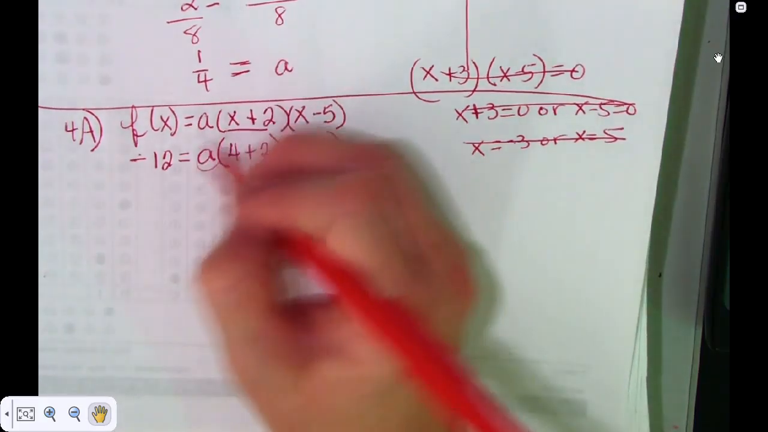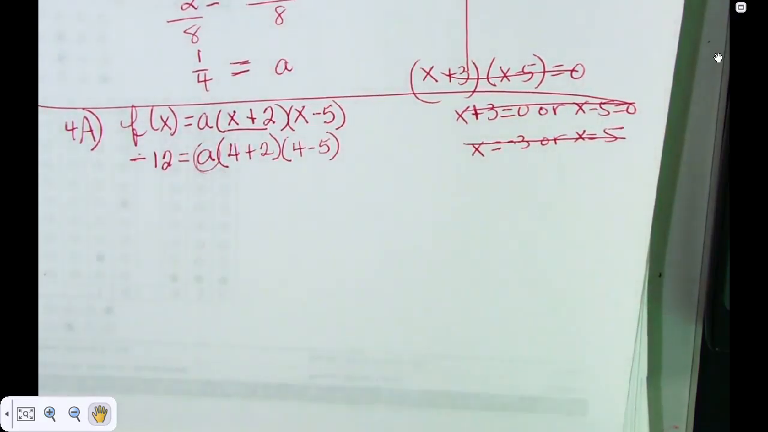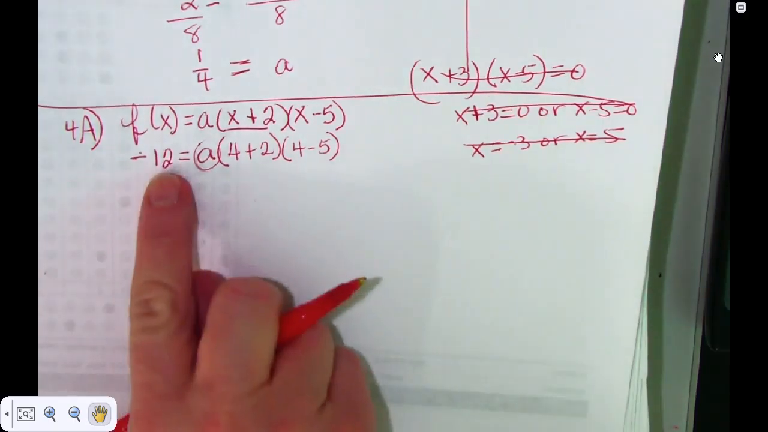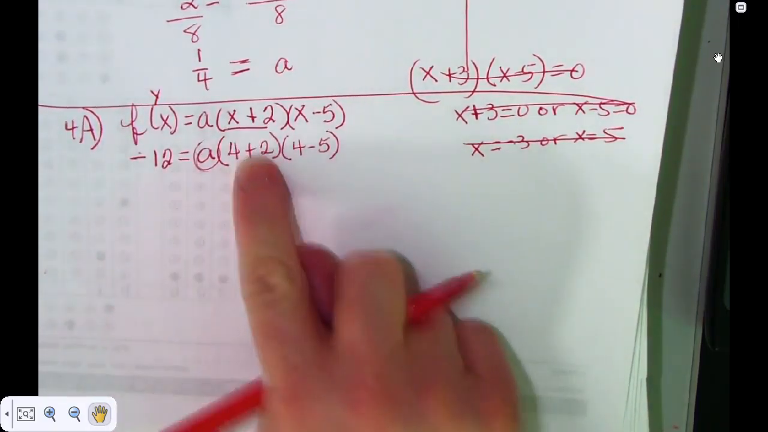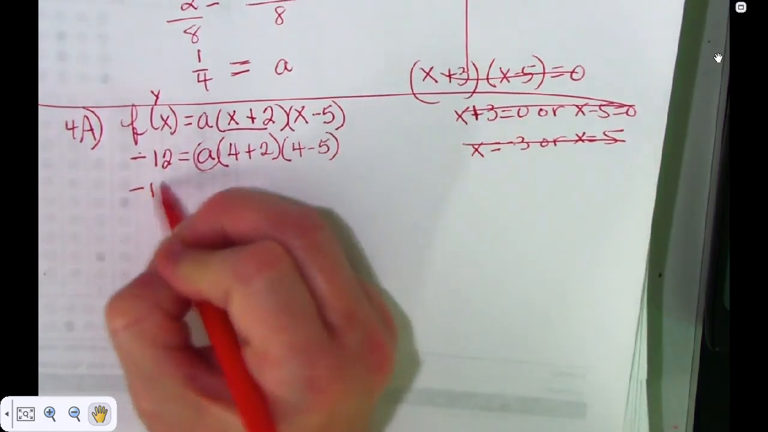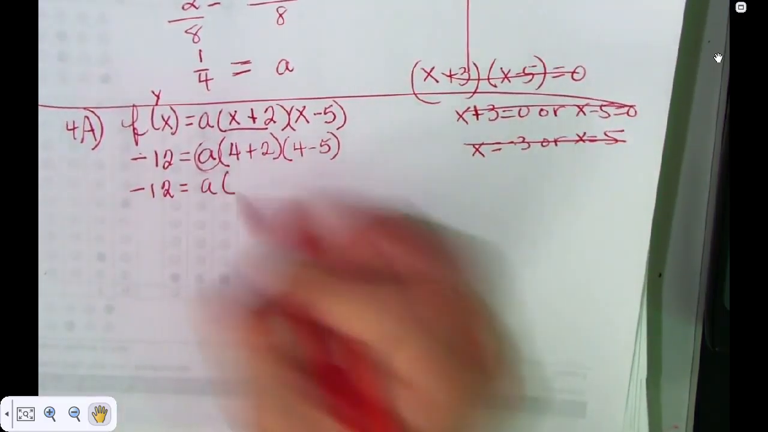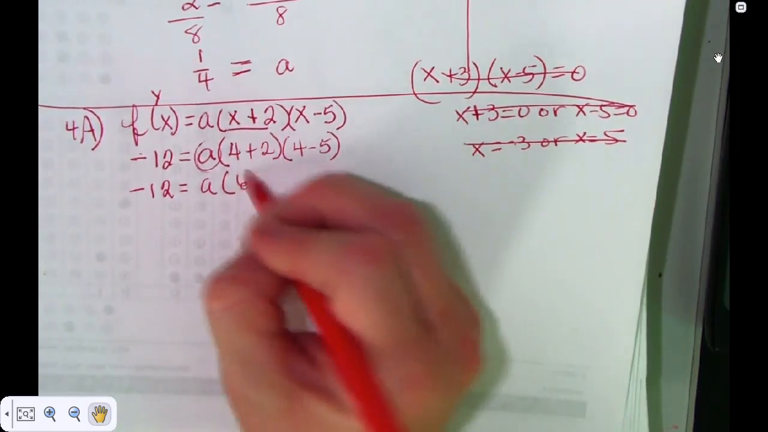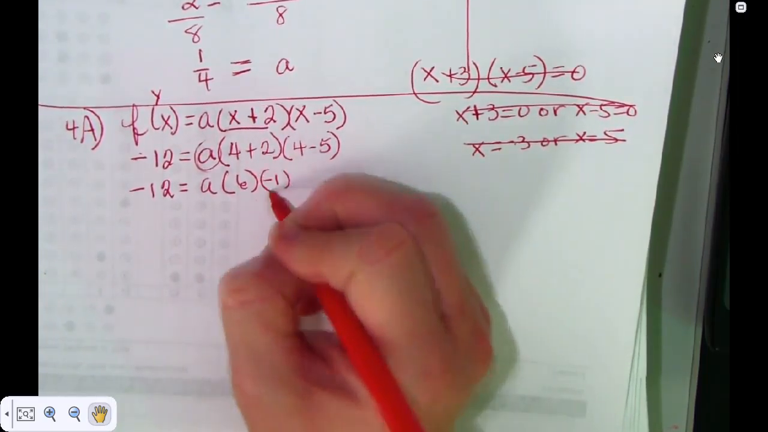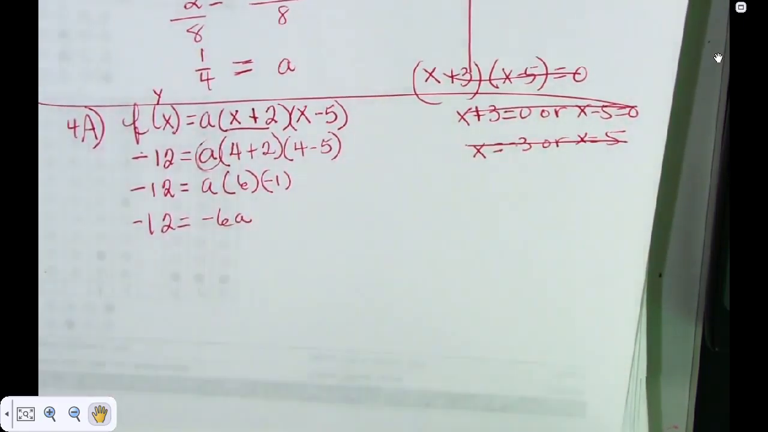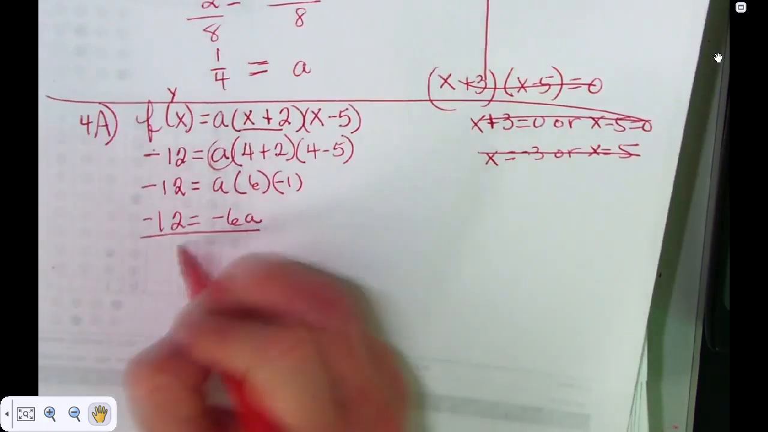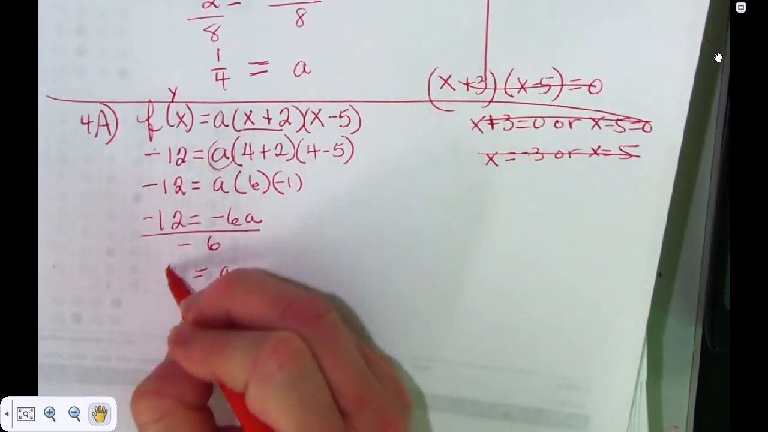Okay, now we're solving for a. We're trying to find the coefficient for our quadratic equation. And the middle coordinate is what we put in, negative 12 for our f of x, which is our y. And then we put 4 in for x. And now we're solving for a. So negative 12 equals, what's that? 6 times negative 1. So that's what? Negative 6a. Everybody see how we got negative 6a? We're going to divide by negative 6, so a is 2.